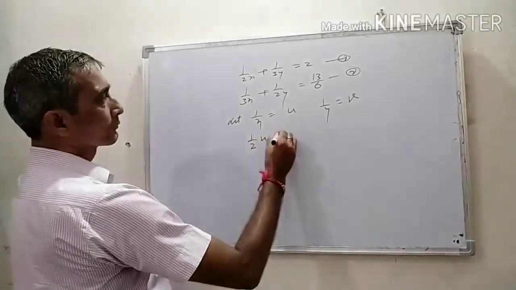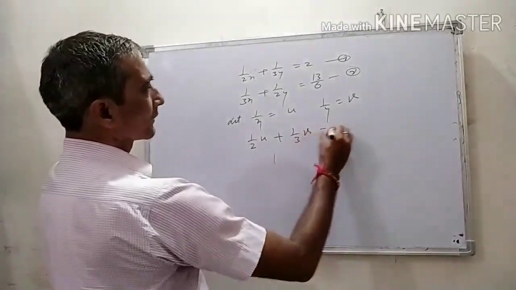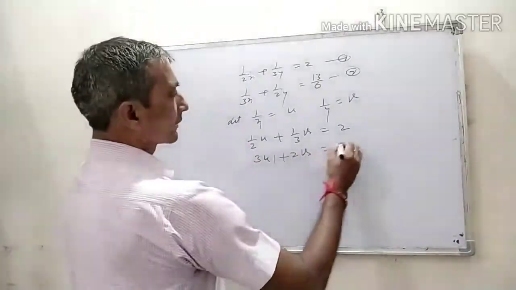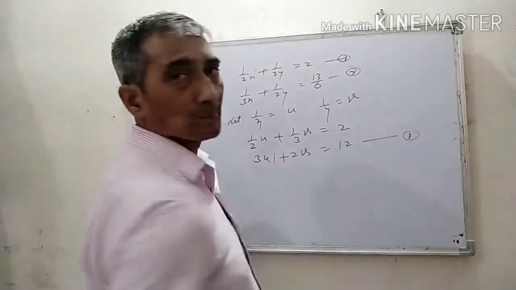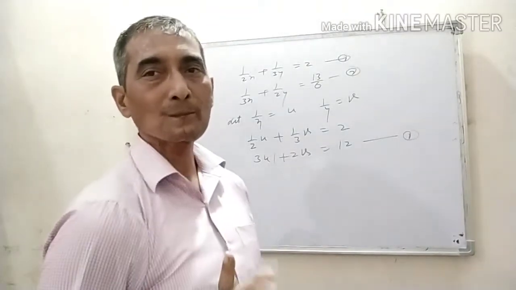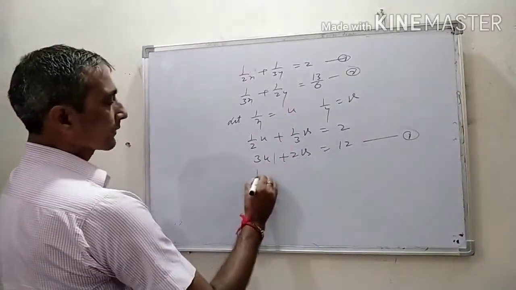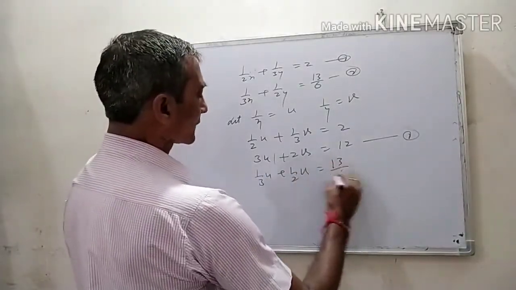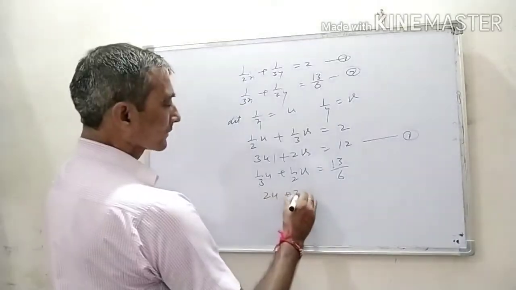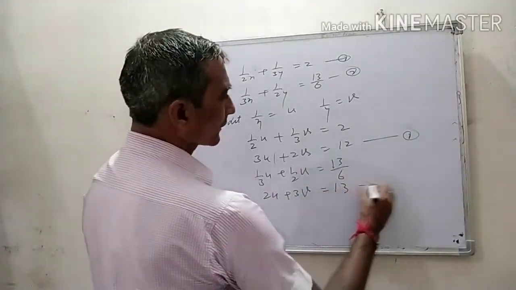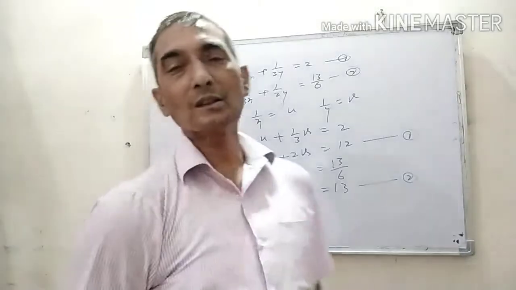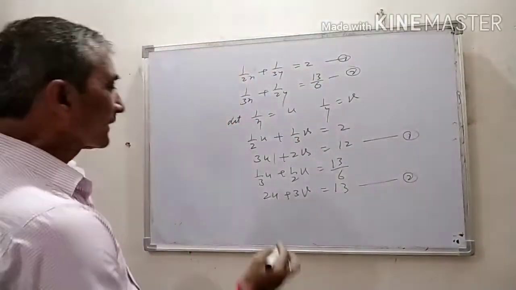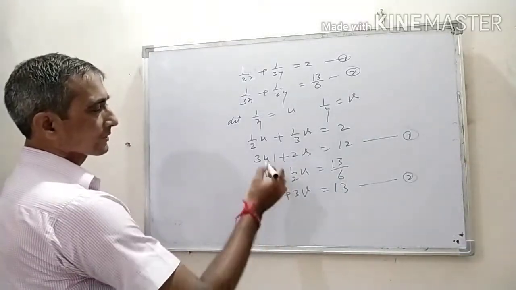So the equations get changed. 1 by 2u plus 1 by 3v equal to 2. Now, taking LCM, you will get 3u plus 2v equal to 12. Similarly, 1 by 3u plus 1 by 2v equal to 13 by 6. Now 2u plus 3v equal to 13, which can also be found by taking LCM. Now we will solve these equations.